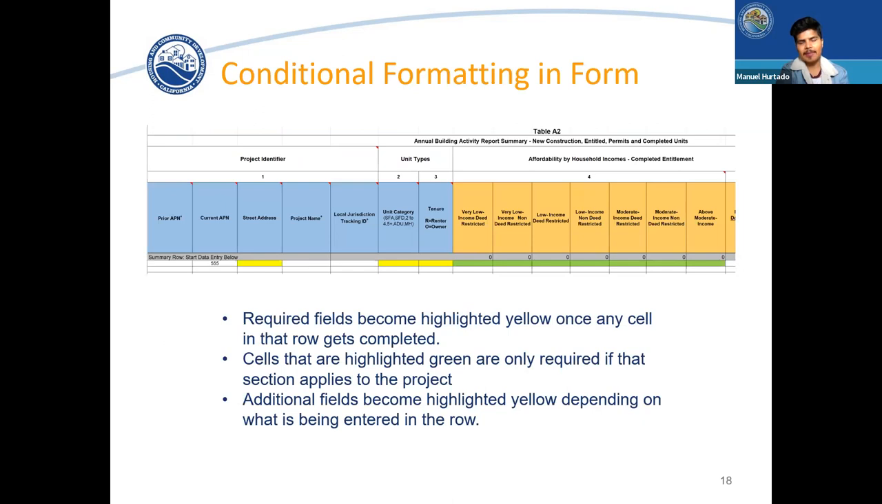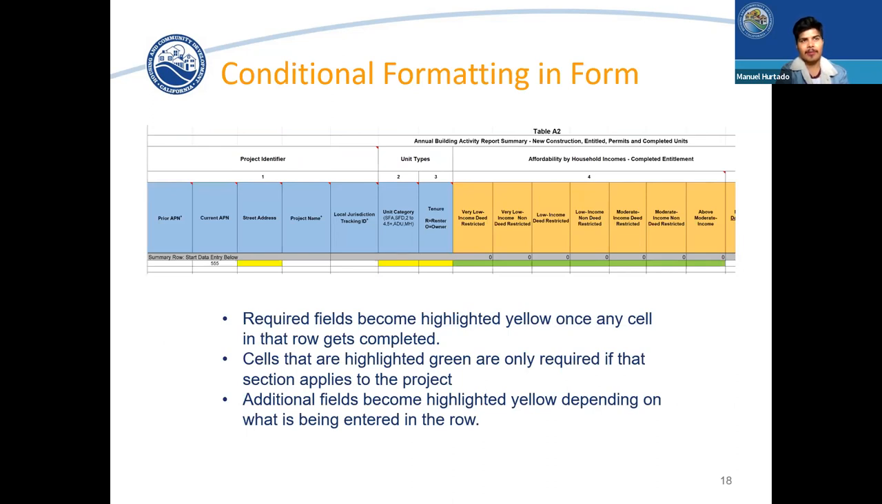The most common reason that APR submissions fail is due to missing information, but the conditional formatting in the form helps you identify areas where this might be the case. Anything in the form that is required is highlighted in yellow. Anything that is green is only required if the fields apply to your project.